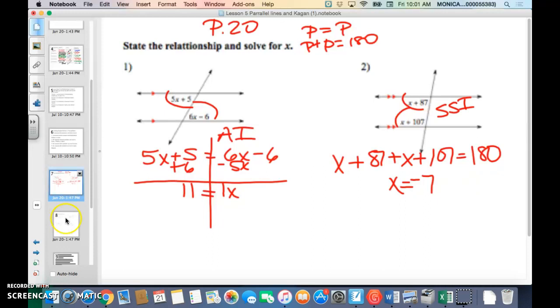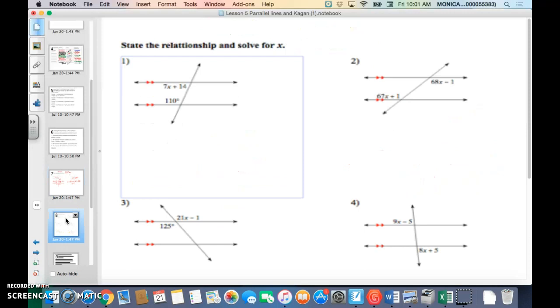All right, a couple more examples. This is on the bottom of page 20. You want to state the relationship and solve for x. So again, this would be same side interior. So part plus part equals 180. And you can go ahead and fill the pieces in to figure out what x is. When you do work it out, you should get x equals -8.